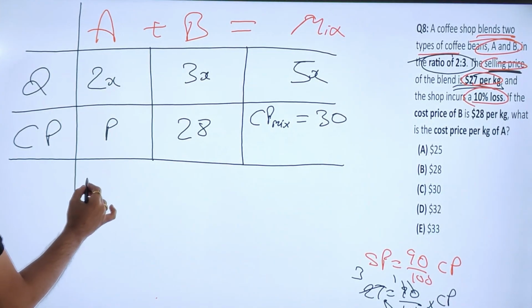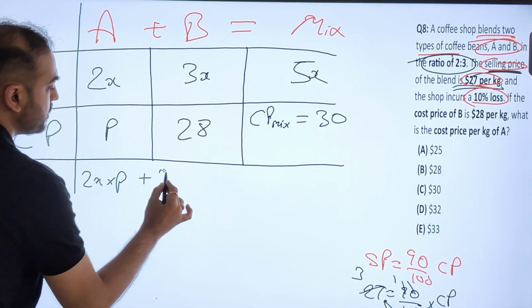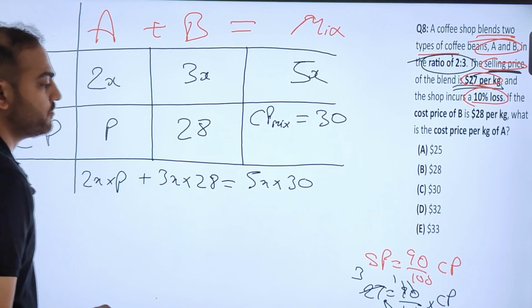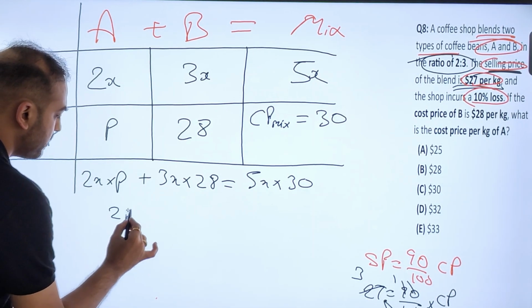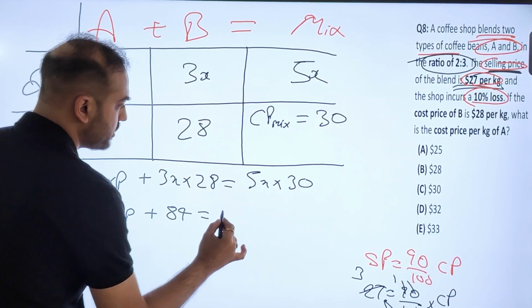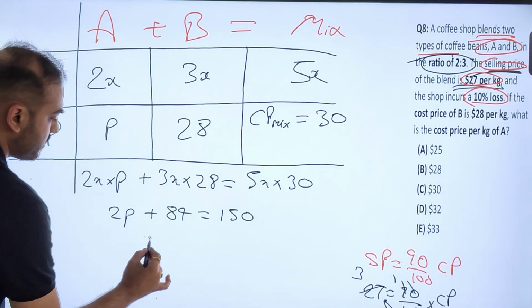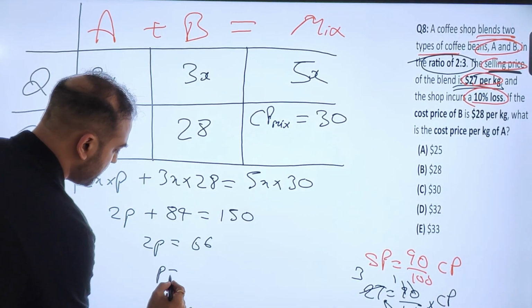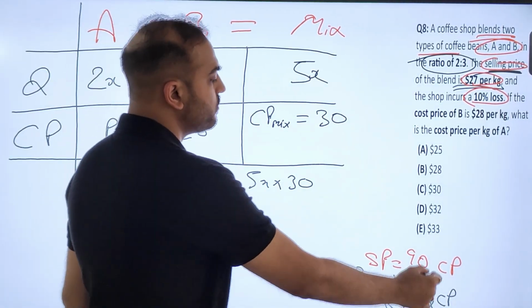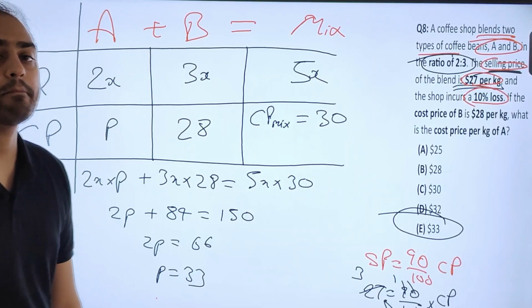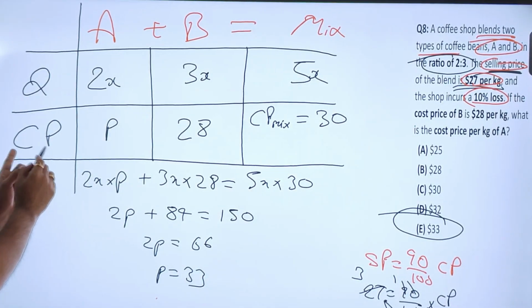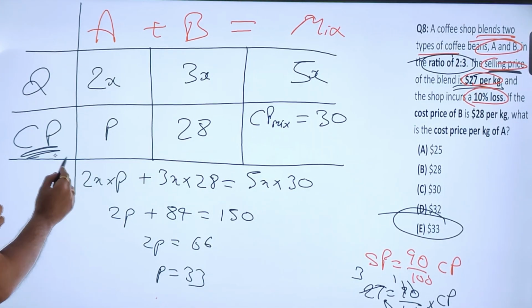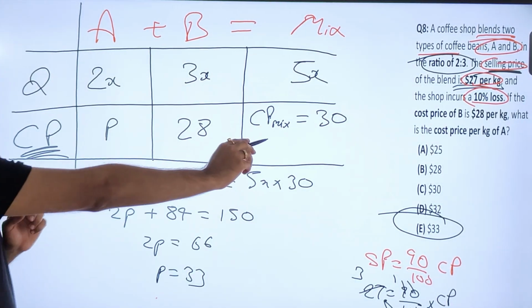Now the table is complete, so let's make the equation. 2x times P plus 3x times 28 is equal to 5x times 30. If you see, x cancels out. 2P plus 84 is 150. 2P is 66, P is 33. If you solve, P is 33. So remember, you can still make your table, keep the factor same. Whatever is not given, convert that into your factor. We had taken the factor as cost price, so we need to write cost price everywhere.